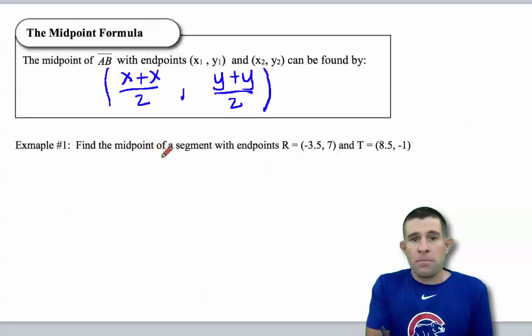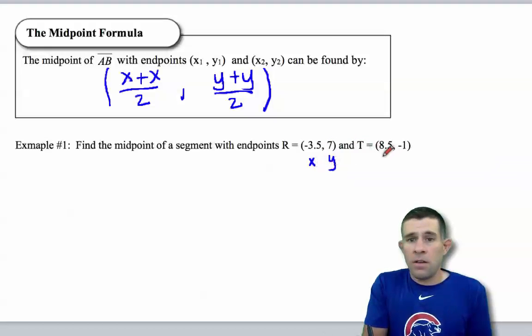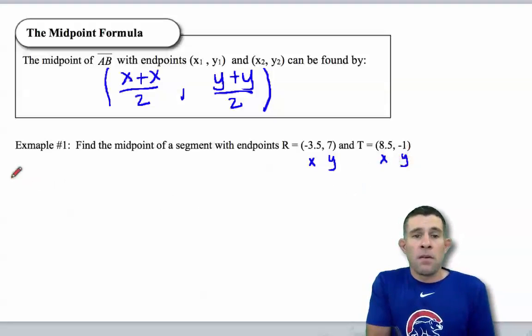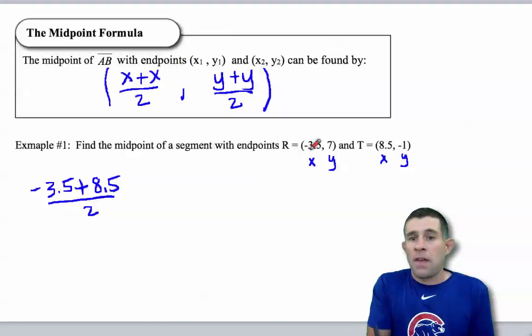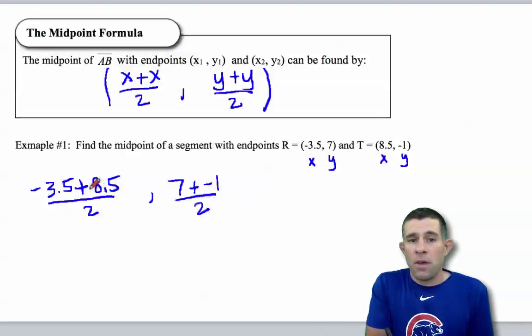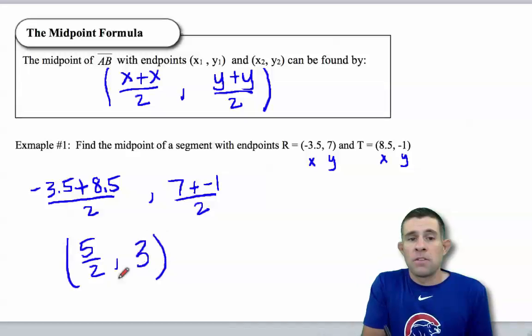Well, let's do an example. It says find the midpoint of a segment with endpoints R and T. So I'm going to start off by just labeling, here's my x and y for R, and here's my x and y for T. I'm going to average my x's, so that means I need to add them together and divide by 2. And I'm going to average my y's, which means I need to add those together and divide that by 2. When I do that, I'm going to end up with 5 divided by 2, which is 5/2 for my x coordinate, and 7 plus -1 is 6. 6 divided by 2 is 3. So here is the midpoint of the line segment RT.